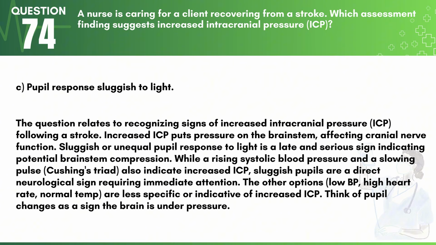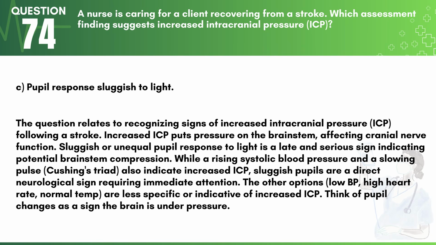Answer, C. Pupil response sluggish to light. The question relates to recognizing signs of increased intracranial pressure, ICP, following a stroke. Increased ICP puts pressure on the brainstem, affecting cranial nerve function. Sluggish or unequal pupil response to light is a late and serious sign indicating potential brainstem compression.